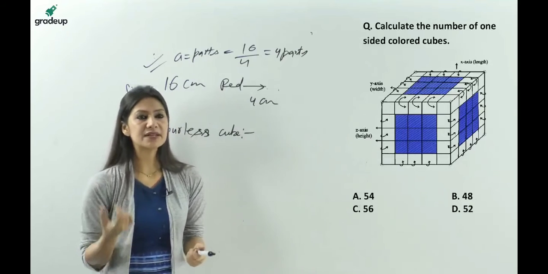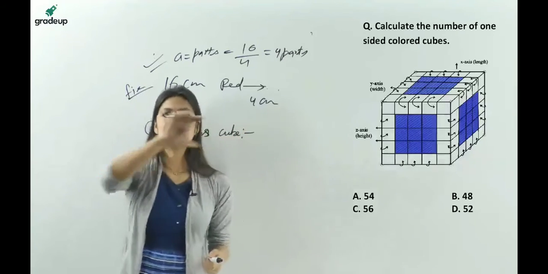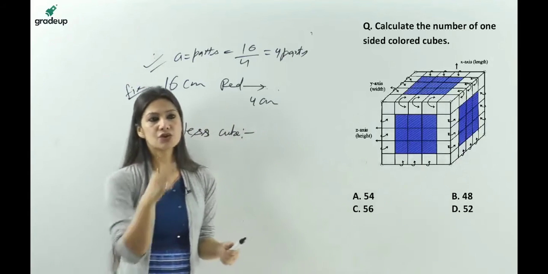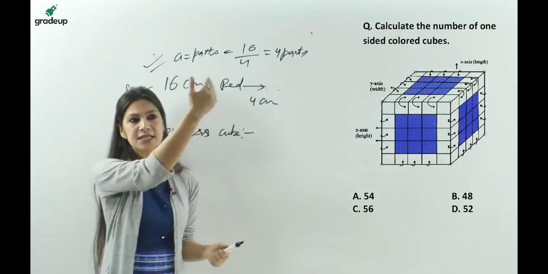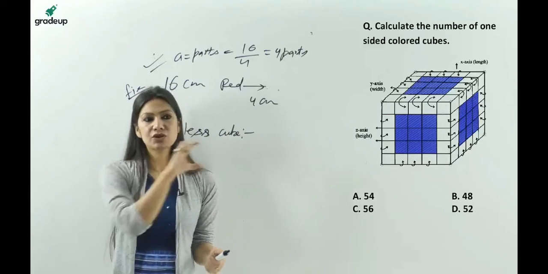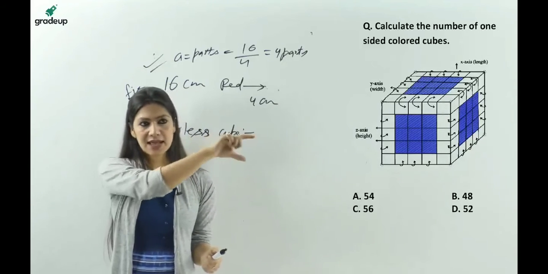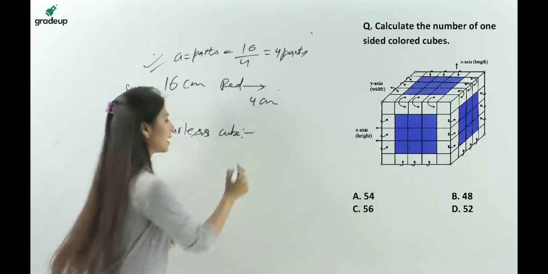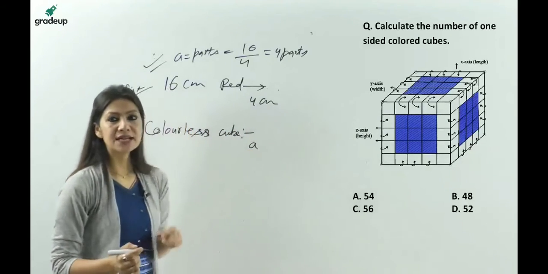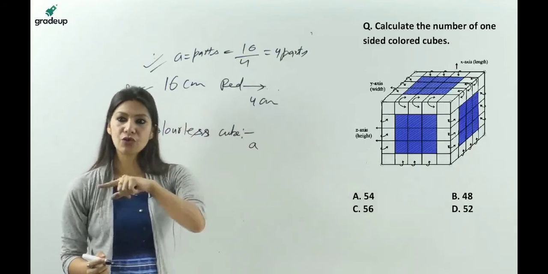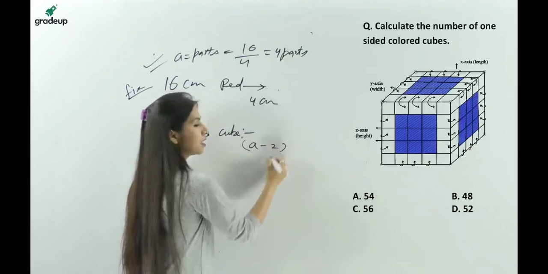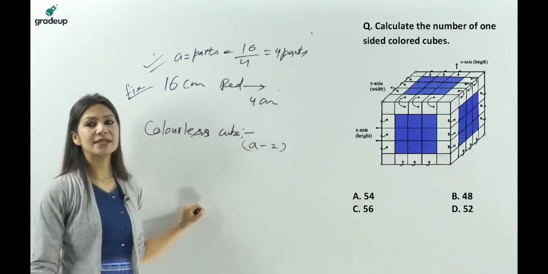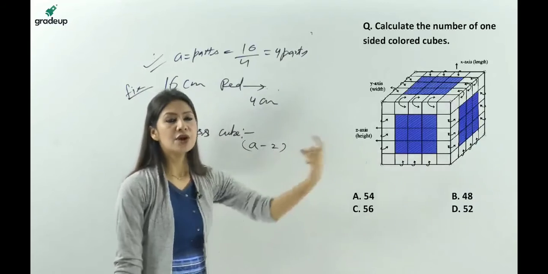To make it simple, there is definitely one simple point, students. I am having this x-axis, and I am having these two walls in the x-axis, the left one and the right one. So in this x-axis, which is in contact with left and right, overall I am having A generally, but I need to subtract 2 because of the two walls, right? Because the ones which are in contact with these two surfaces, the left and the right wall, are obviously the one-sided colored cubes. So I need to write A minus 2 for the x-axis.